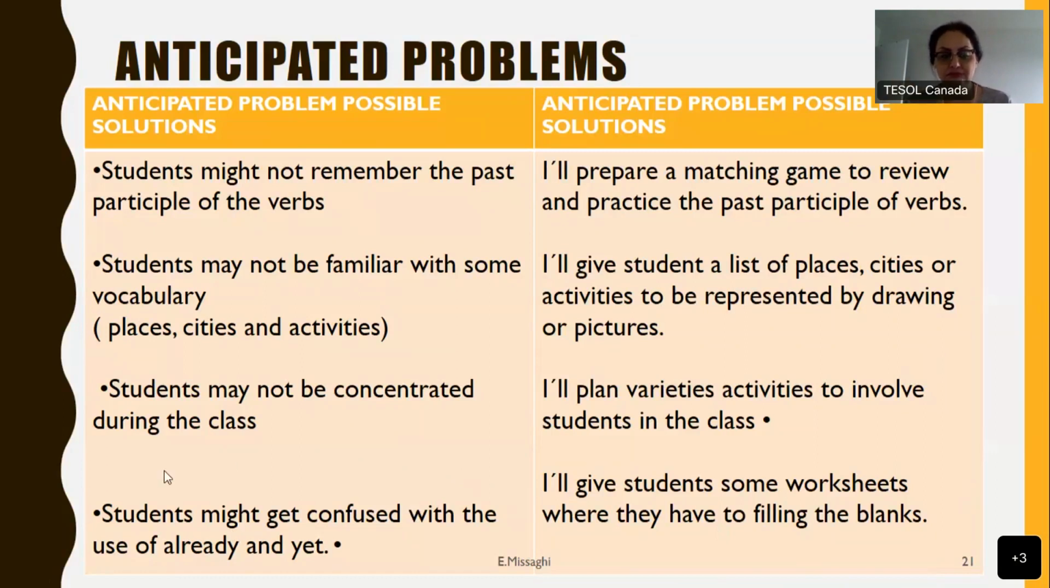So these are anticipated problems. You always think ahead, and you have some solutions. Either you use plan B or not, but still you are prepared. So we always have plan B. Good.